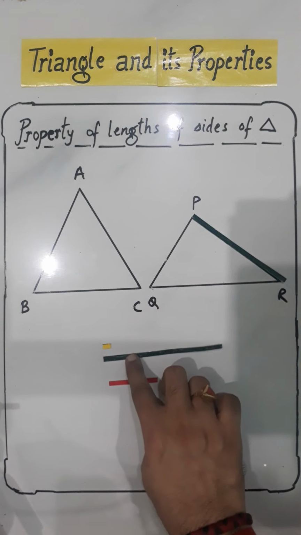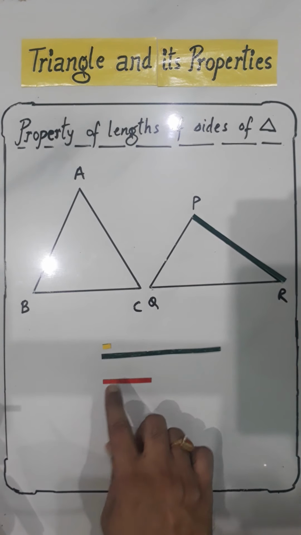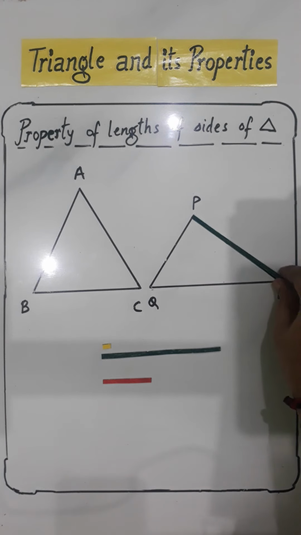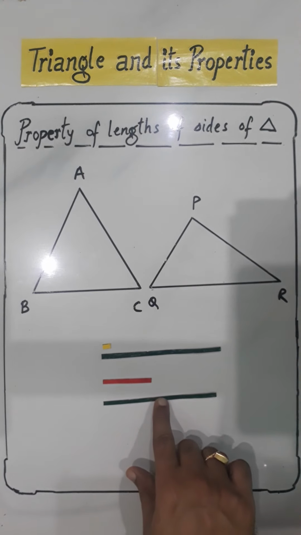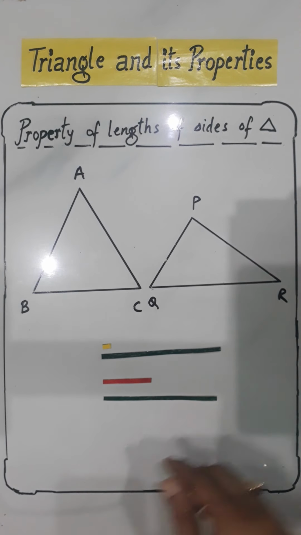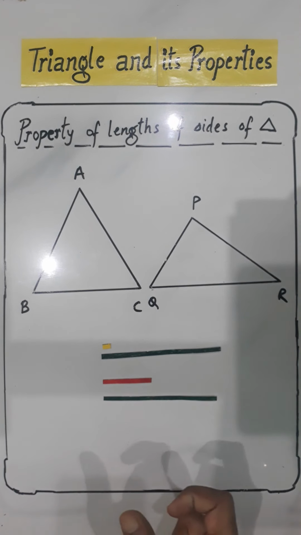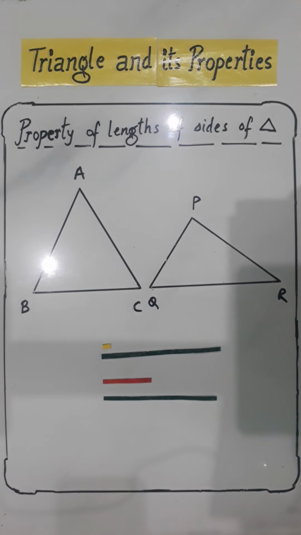In the previous one you saw that the difference was smaller than the third side. Now let us see, is it the same in this one also? So you observe, the green one is greater, which is the third side, and this red portion which is visible over here is the difference. So it clearly shows that the difference between the lengths of any two sides is smaller than the length of the third side. I hope with this, these two properties, the property of lengths of sides of a triangle, are clear to everyone. Thank you.